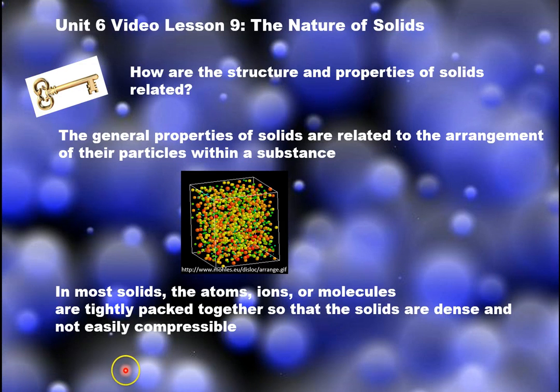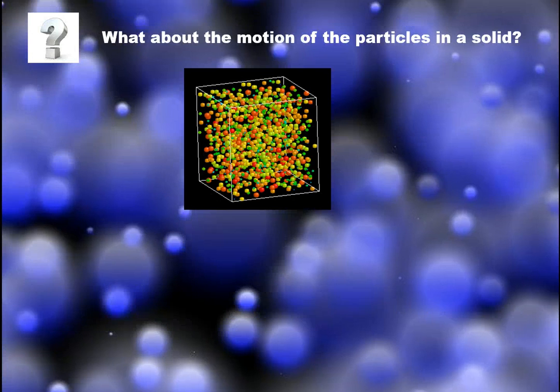Well, in most solids, the atoms, ions, or molecules are tightly packed together so that the solids are very dense and not easily compressible. So if you look at the diagram here, you see all of the particles are very closely packed together. And so there's not much volume in between the particles to squeeze them closer together or to compress them. So they're not very compressible.